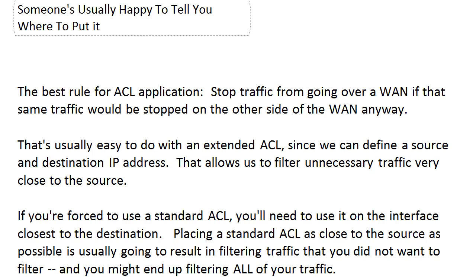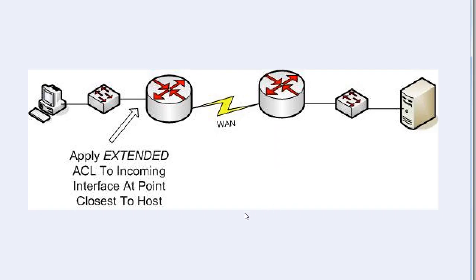The best rule for where to put an ACL in your network is to stop it not only from going over a WAN, if that traffic would be stopped on the other side of the WAN anyway, but you want to stop it at its absolute earliest point, because that saves wear and tear on your routers. It saves time. It saves processing power, because there's no use for a router to even look in its table about where to route a packet if the packet's going to be blocked downstream anyway. Let me show you exactly what I'm talking about with this simple scenario.